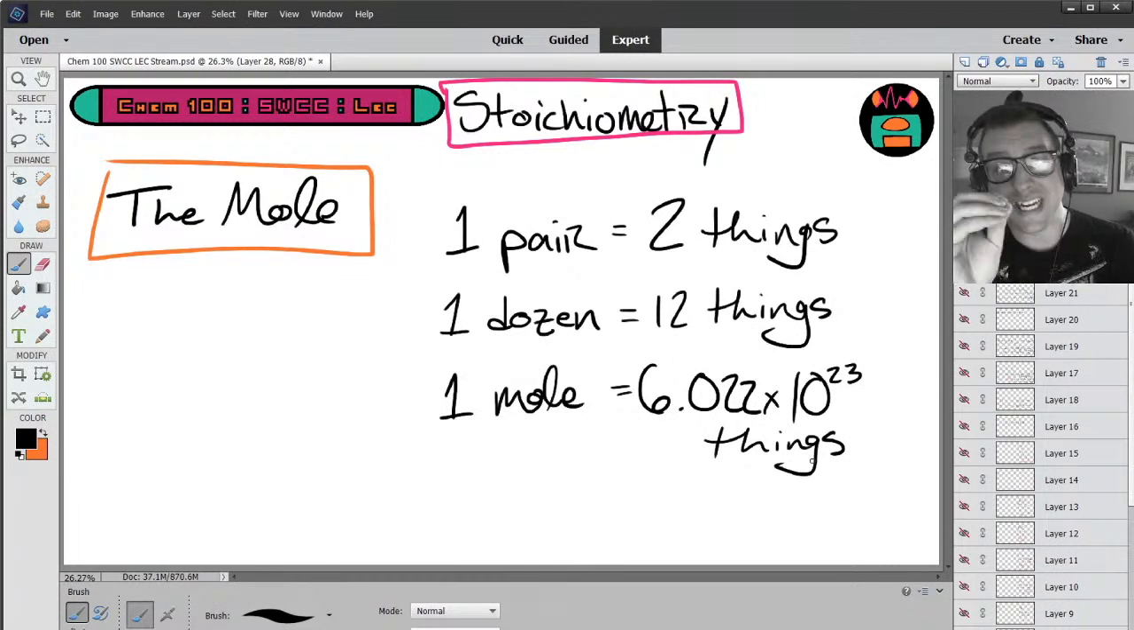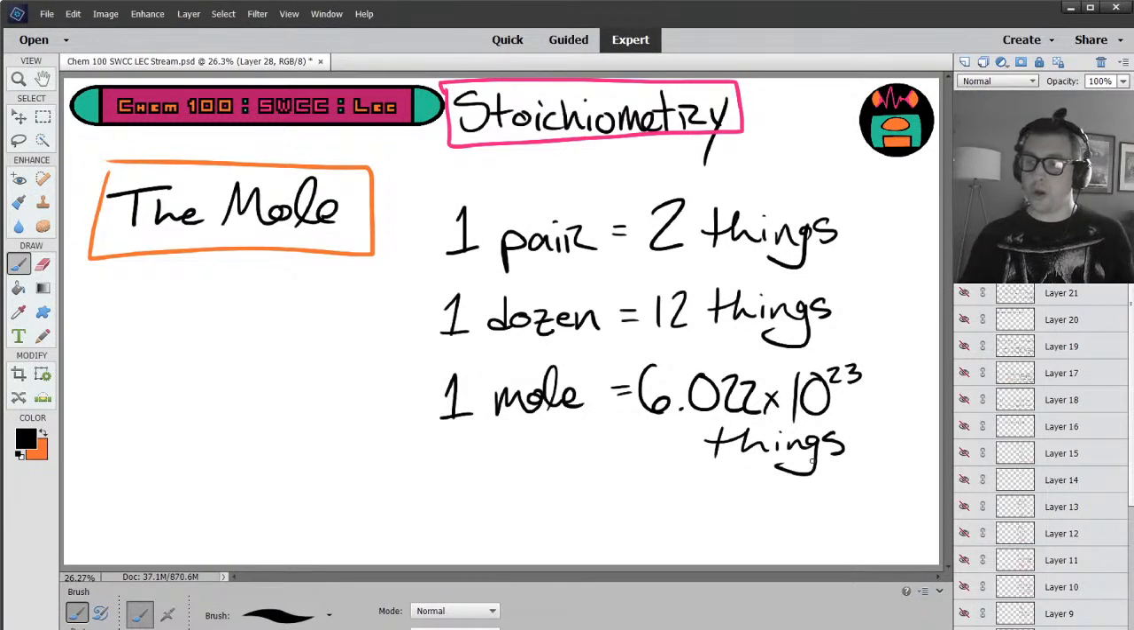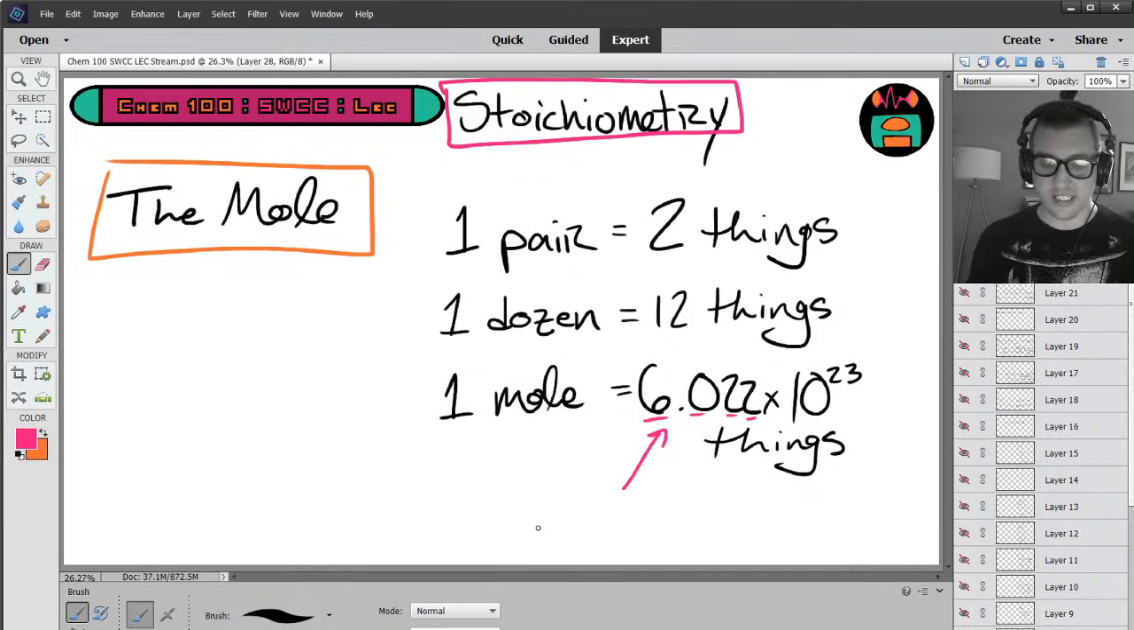The reason why we need a quantity this large in chemistry is because atoms are very small, all right? Even a small sample of matter with a low mass will have billions and billions and billions, even moles of atoms contained within that sample. So because of the size of atoms, we need a quantity that is so magnificently large. And that is what a mole is. 1 mole is 6.022 times 10 to the 23rd things. Something to keep in mind is sig figs do apply. This number has 4 sig figs.